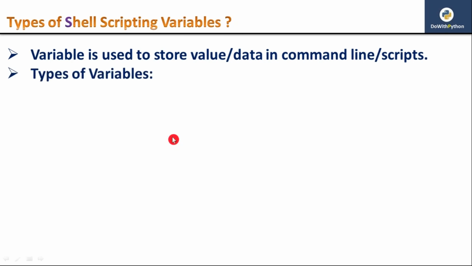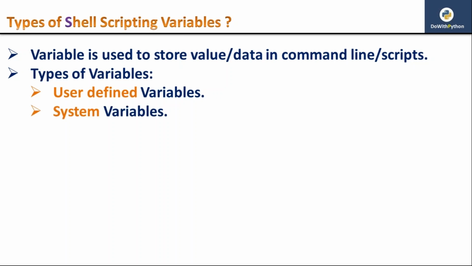Basically, there are two types of variables. One is user defined variables and the other is system variables. User defined variables are defined by us, or by those who are writing the shell scripting. They will define some variables, and those variables are called user defined variables, right?